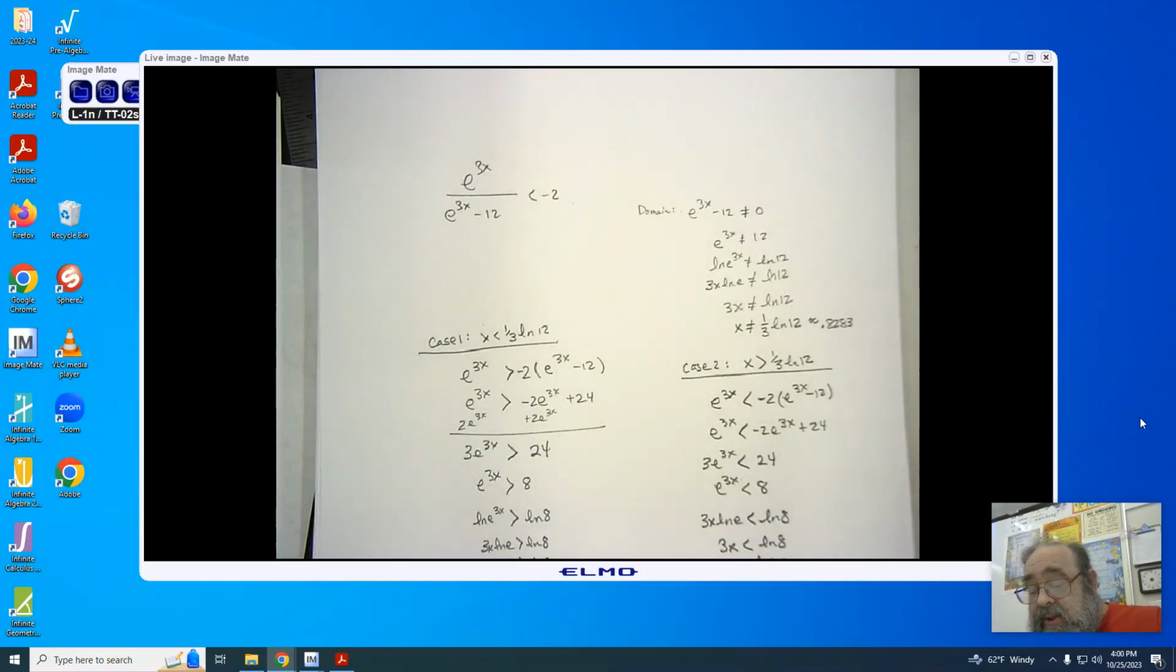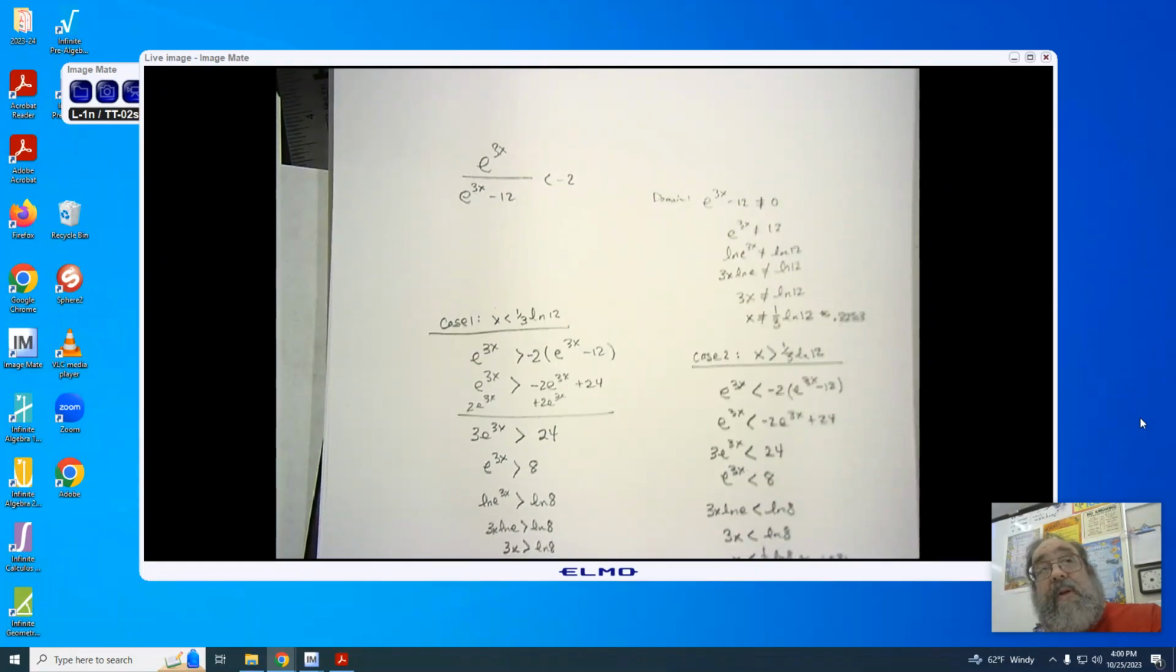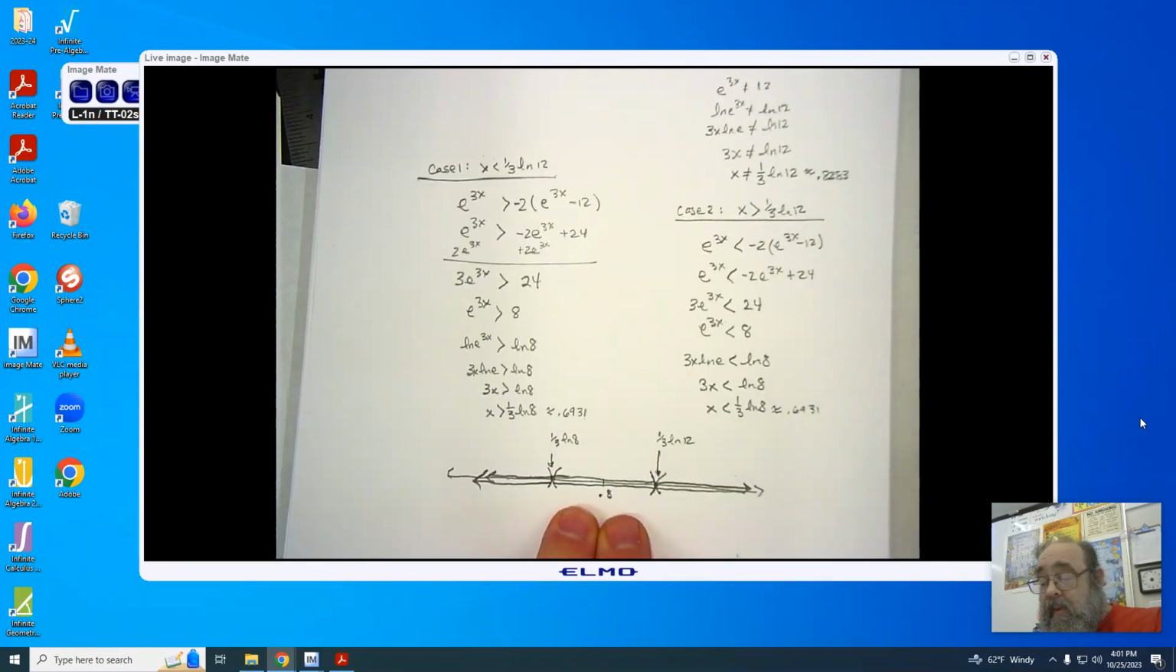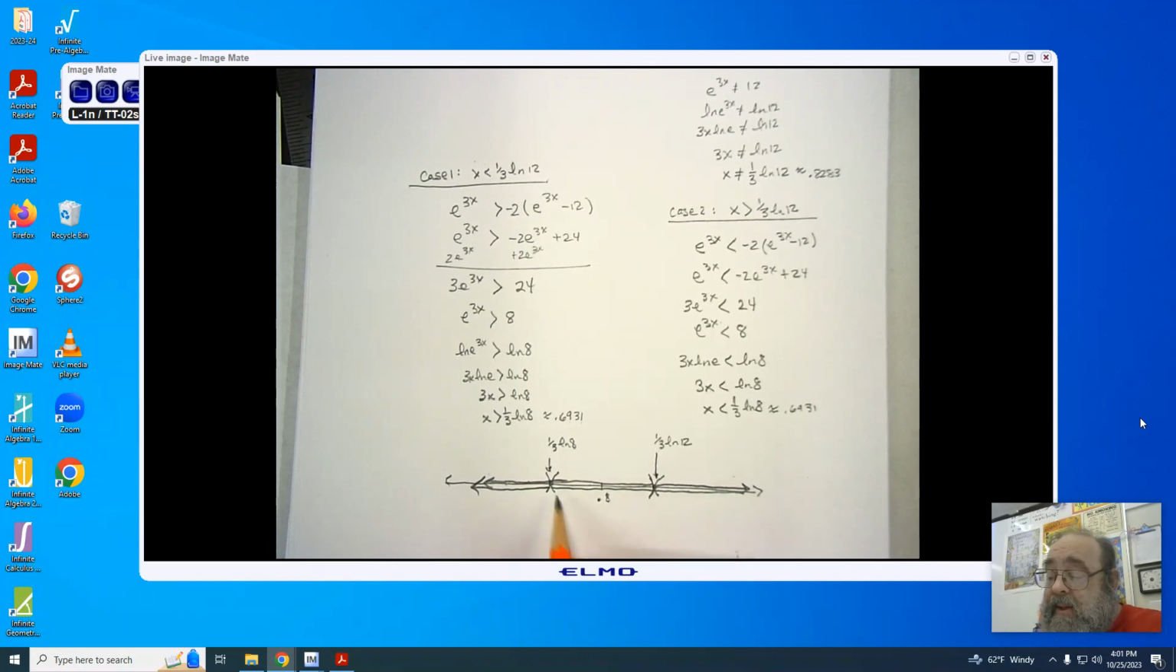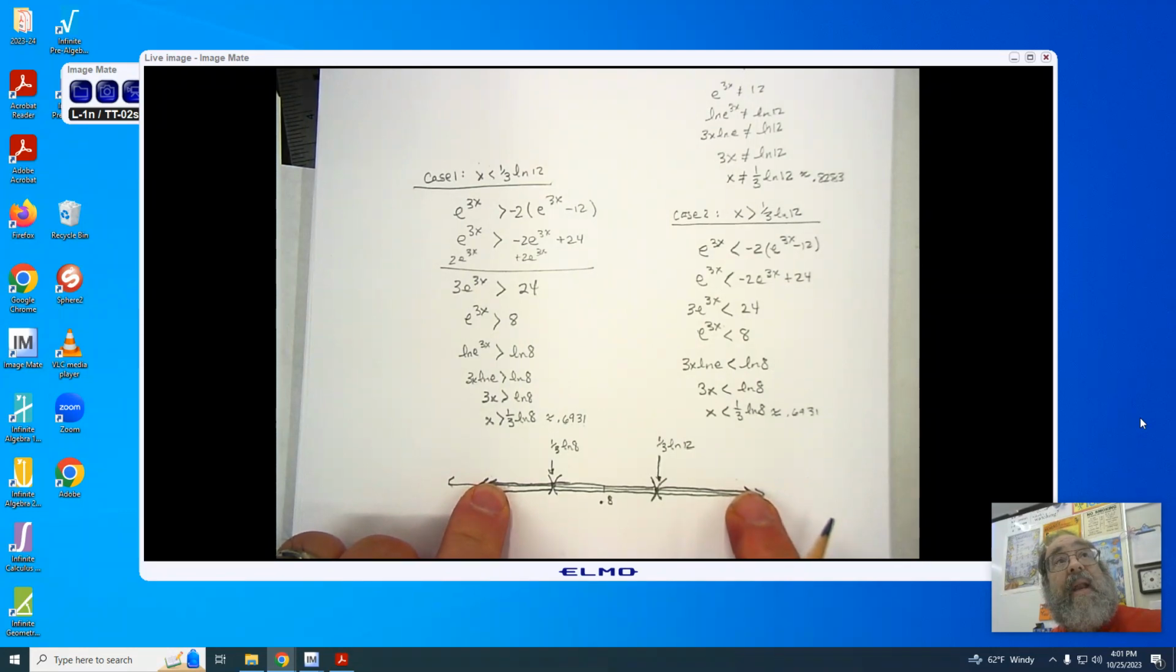these two. So understand, it's either going to be outside or it's going to be inside. Once again, inside or outside. If I choose 0.8 and it's true, my answer is in between. If it's not true, it's outside.